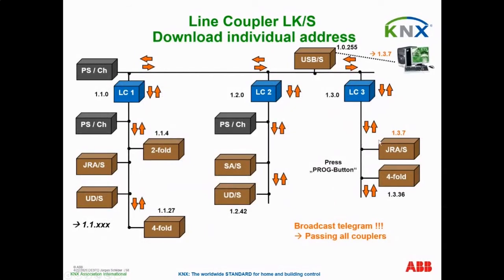We've got to be careful as well when we're downloading individual addresses to all of our components on our network. Typically, we'll sit with our laptop or our PC programming via a USB interface at the top. When we're downloading an address, the telegram is a broadcast telegram. It gets through every line coupler on our network. However, it's only the device that has the programming button pressed on the front of the device that will accept the telegram. Everybody else just ignores it and just sits there. If a device is in programming mode, the device accepts the address and will accept the new telegram from the PC.